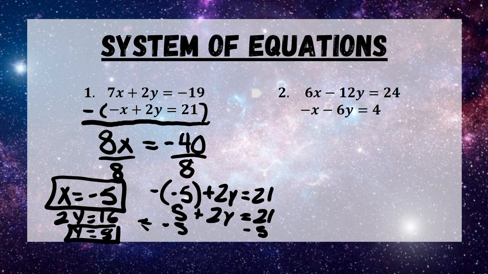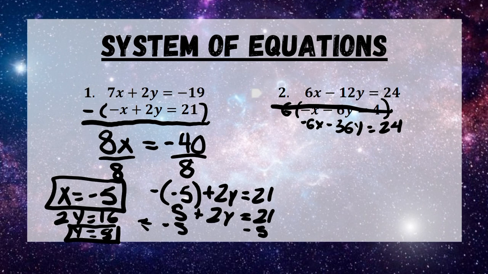For number 2, we have 6x minus 12y equals 24 and negative x minus 6y equals 4. In order to eliminate one of these variables, we're going to have to multiply the equation on the bottom. So if we're trying to eliminate x, we're going to multiply the bottom equation by 6. This will give us negative 6x minus 36y equals 24.